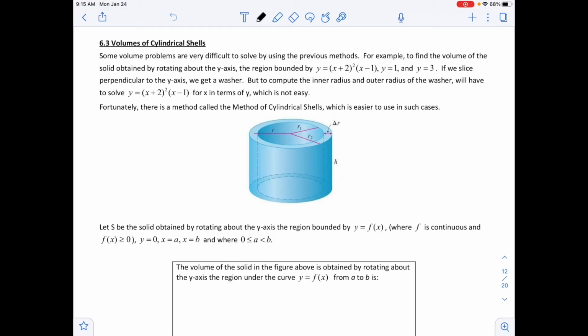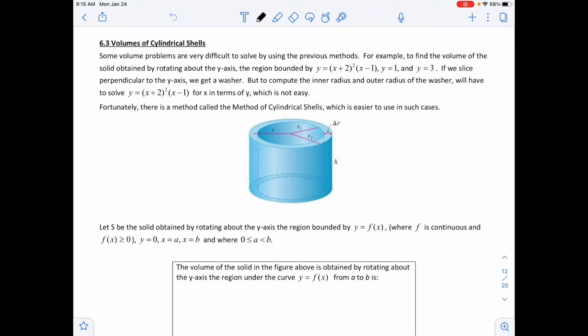We are in section 6.3, volumes of cylindrical shells. Some volume problems are very difficult to solve by using the previous methods. For example, to find the volume of a solid obtained by rotating about the y-axis the region bounded by y equals (x plus 2) squared times (x minus 1), y equals 1, and y equals 3. If we slice perpendicular to the y-axis, we get a washer.